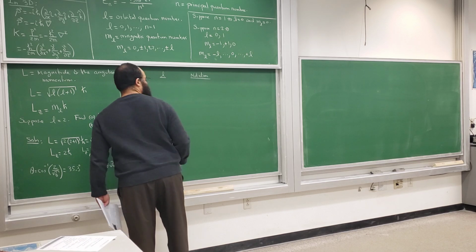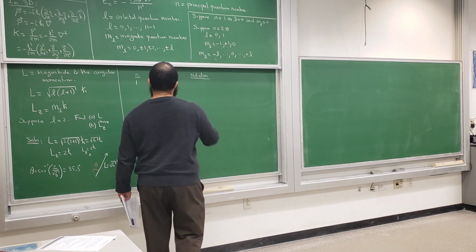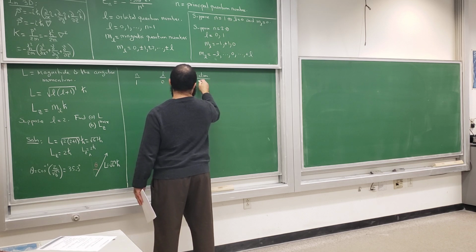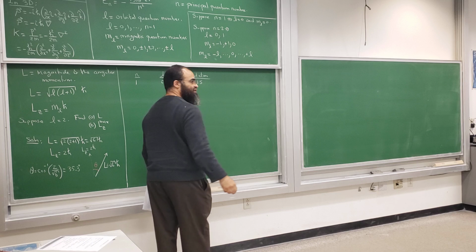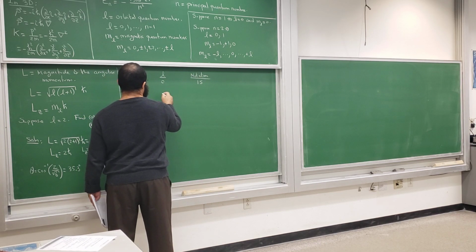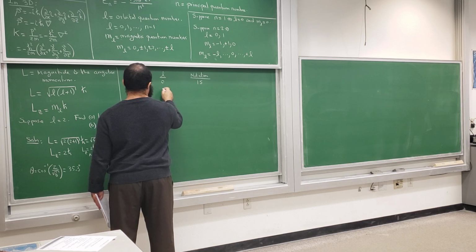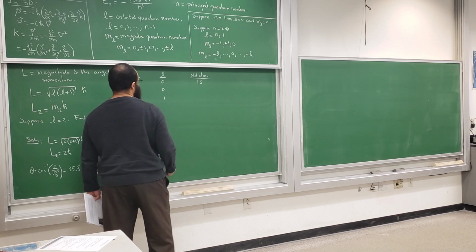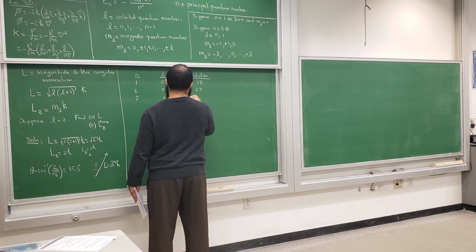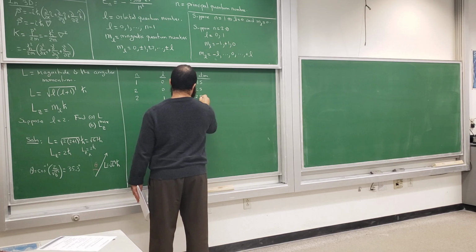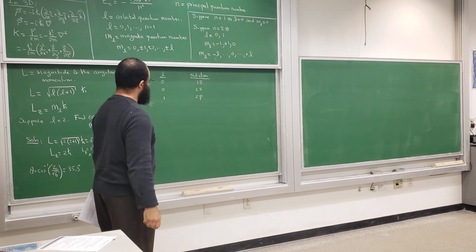If n is 1, n cannot be 0, right? N is 1. Then what is L? 0. And the notation is 1s. If n is 2, what can L be? It could be 0, and it could be 1. So if n is 2, you have 2 possibilities for L. So you can have 2s, and when L is 1, that state is called P. 2p.